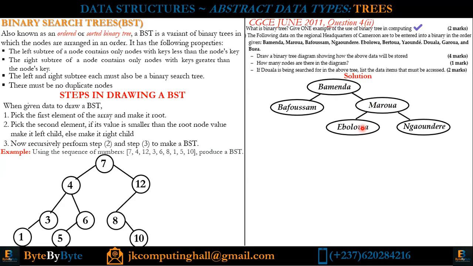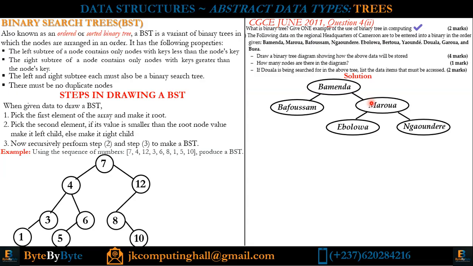The next one is Betwa with B. The first characters are the same. Then we have E. And you see that E comes after A, because the first characters are the same. So we compare now the second and we see that E is above A. So Betwa goes to the right of Bamenda.